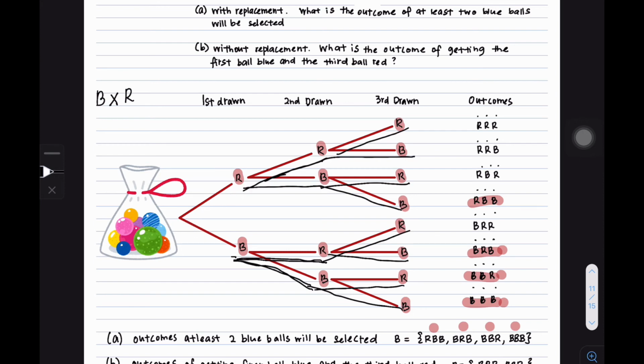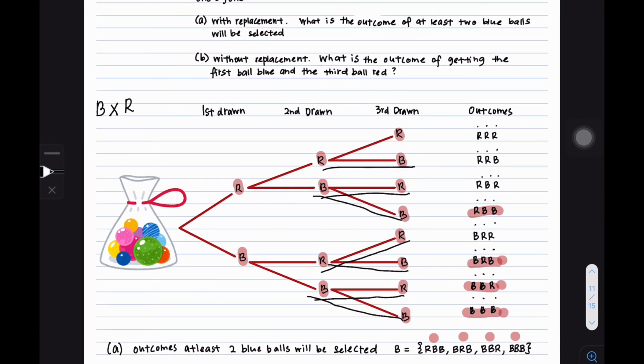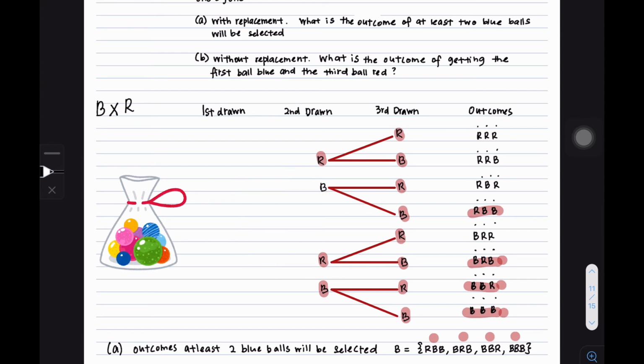Sekarang kita ada bola warna merah. Ada berapa? Bola warna merah kita ada 5. Bola warna biru kita ada 3. Bola warna merah kita ada 5. Bola warna biru kita ada 3. So, saya padam dulu yang ini. Kita buat tree diagram yang baru.